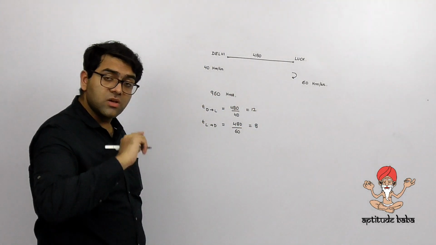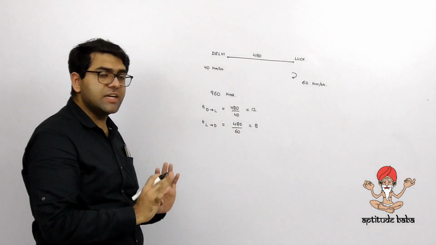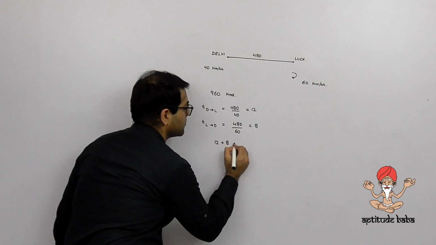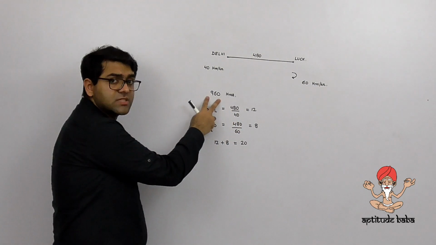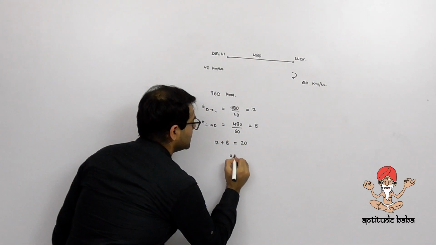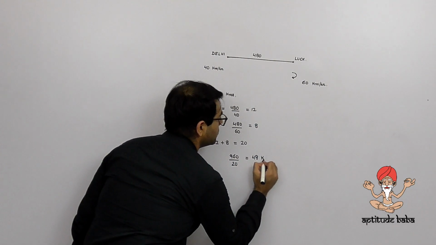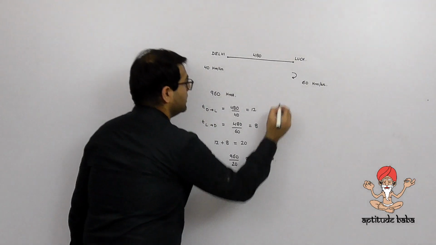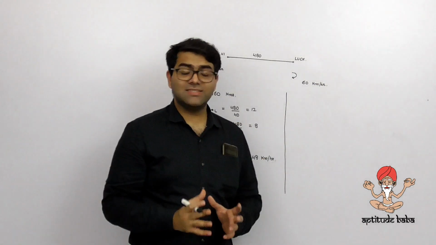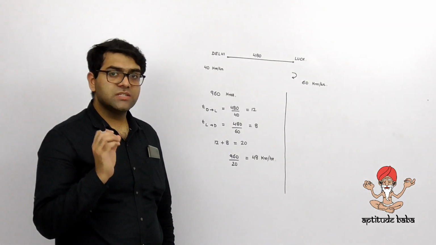Now, if while going from Delhi to Lucknow he takes 12 hours and while coming back he takes 8 hours, can I say that the total time taken is 20 hours? If the total distance was 960 and the total time taken is 20 hours, from here can I say that the average speed will be total distance by total time or perhaps 48 kilometers per hour? Hopefully we are able to understand this example. What I really want to do here is that I want to generalize this example to derive a formula for average speed when the distance traveled is same.